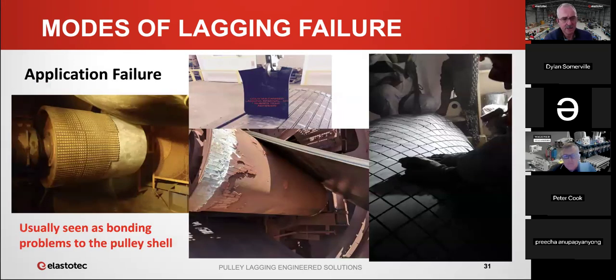This is what typically happens when you have an application problem. It's usually seen as debonding from the pulley shell. The photo on the left is coal bond lagging. The photo in the center is direct bond ceramic, where it's been put on with an epoxy. Now, that particular case we think was due to the pulley flexing too much. This one on the right again is coal bond.